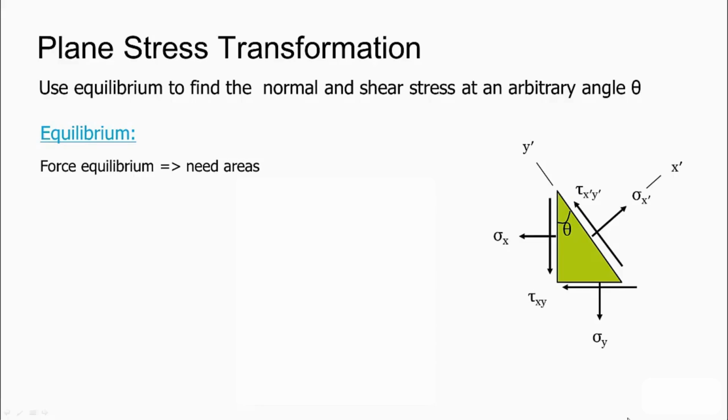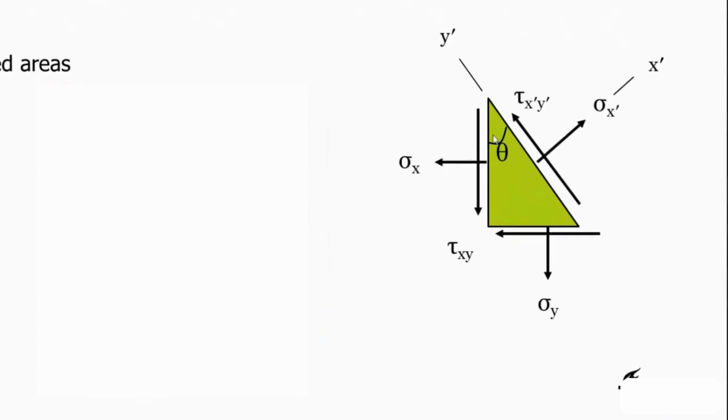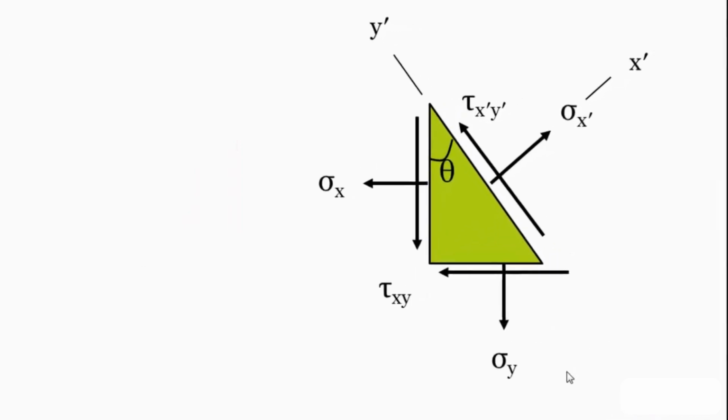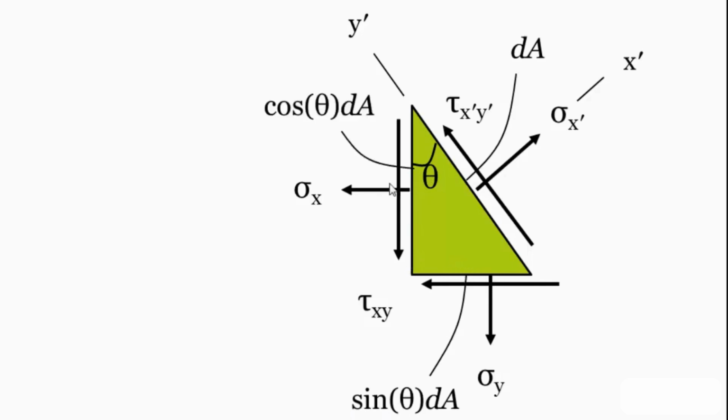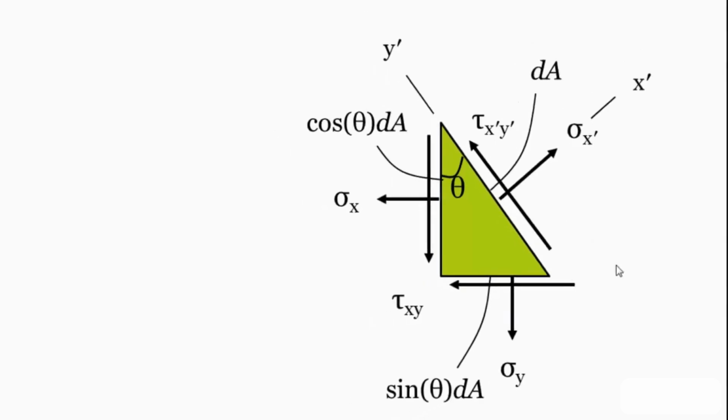Now this sometimes can cause confusion because we're looking at the stress state of a point. But what happens is when we section it, even though these are infinitesimal areas, there is a difference between the areas that these stresses are acting upon. So for now, we will label this cross-sectional area dA. Therefore, this lower area becomes dA times sine of theta, and this side becomes dA times cos of theta.